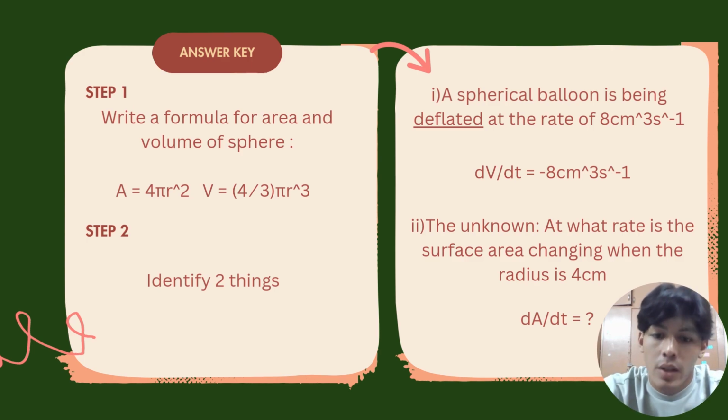So for the next step, we must identify two things. The first thing is that a spherical balloon is being deflated at the rate of 8 cm cubed per second. So our dV/dt equals negative 8 cm cubed per second because it is deflated, not inflated. That's why our dV/dt becomes negative. The second one is the unknown, which is the question: at what rate is the surface area changing when the radius is 4 cm? So dA/dt equals what?